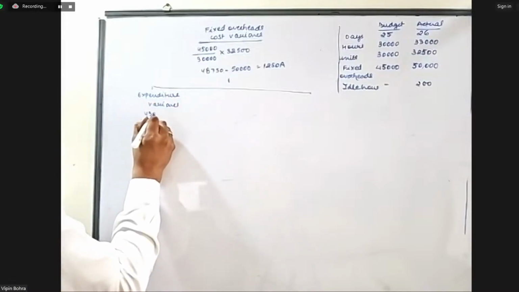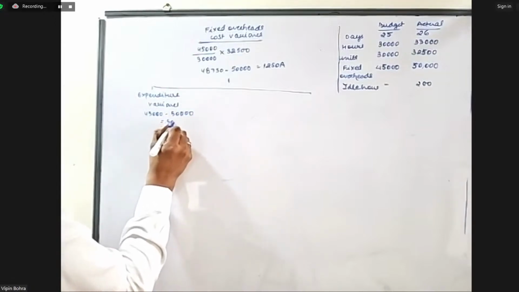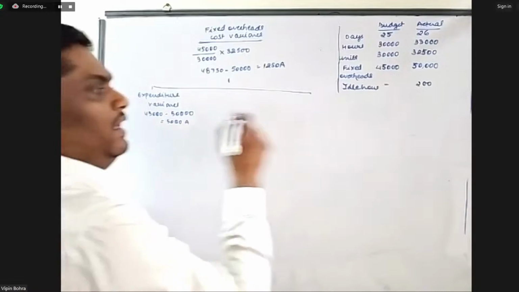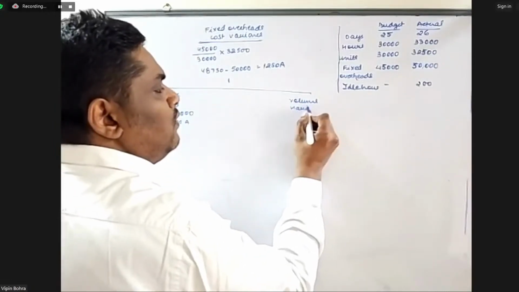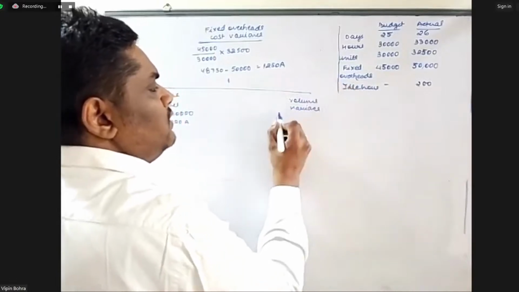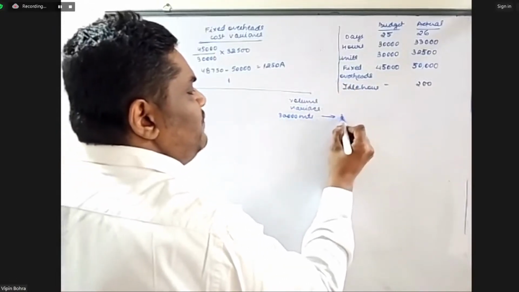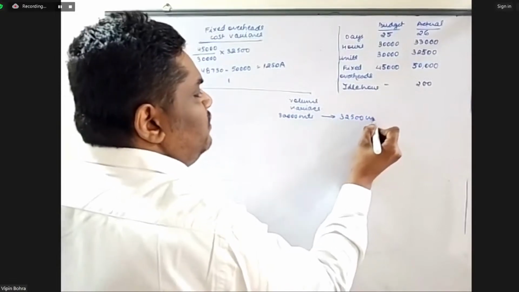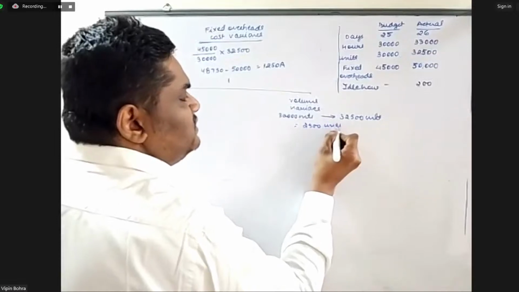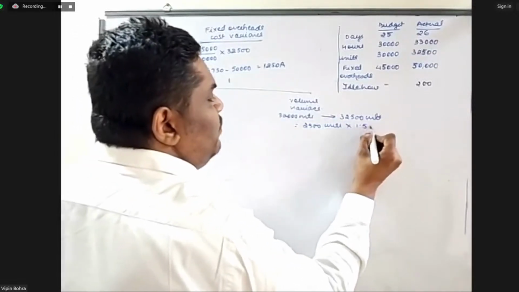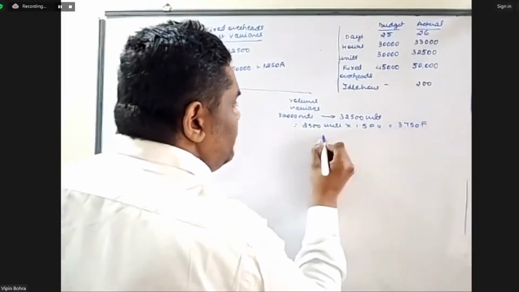Very simple, 45,000 minus 50,000, that is 5,000 adverse. In volume variance also, there will be no change. Same 30,000 units we were supposed to manufacture. Actually, we manufactured 32,500 units. 2,500 units extra we manufactured into the rate per unit, that is 1.5 per unit. So 3,750 favorable.